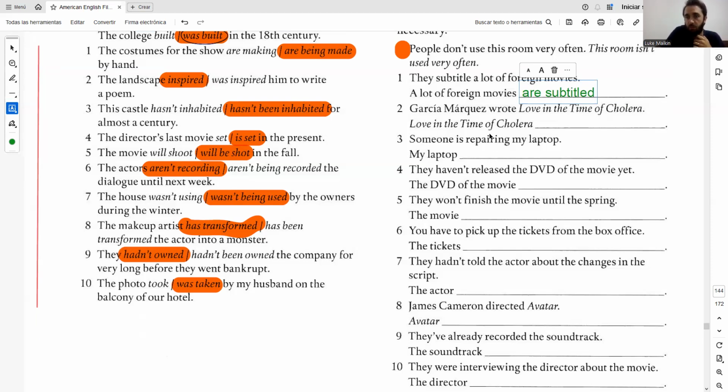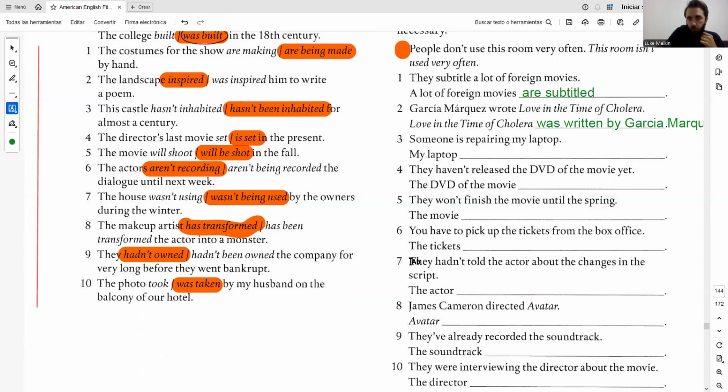Garcia Marquez wrote Love in the Time of Cholera. Love in the Time of Cholera was written by Garcia Marquez. Here it is past passive. The verb to be in the past was, and the past participle of the verb to write was written.